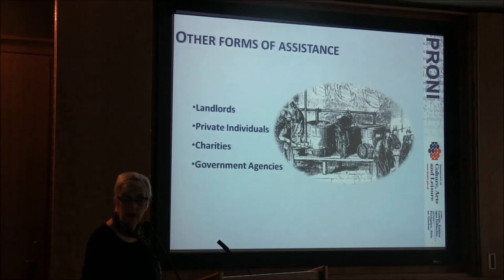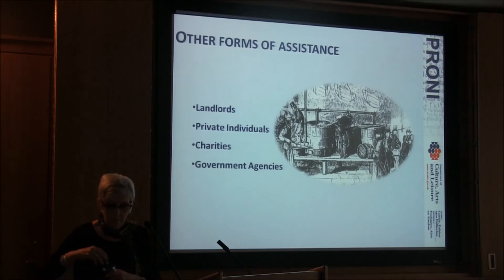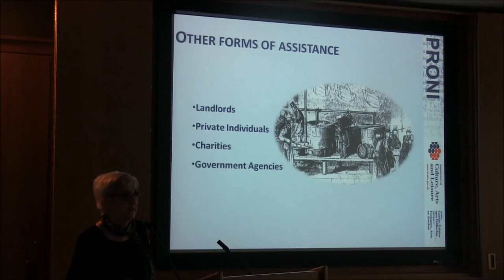But there were other forms of assistance. And for those of you who can't make it out, that is a picture of a soup kitchen operated by the Quakers. And you will find that certain religions made soup and so on, and souperism comes from there, because not all of it was entirely beneficial. But believe it or not, there were landlords, members of the aristocracy, and strong farmers who did help. There were private individuals, charities, and government agencies.